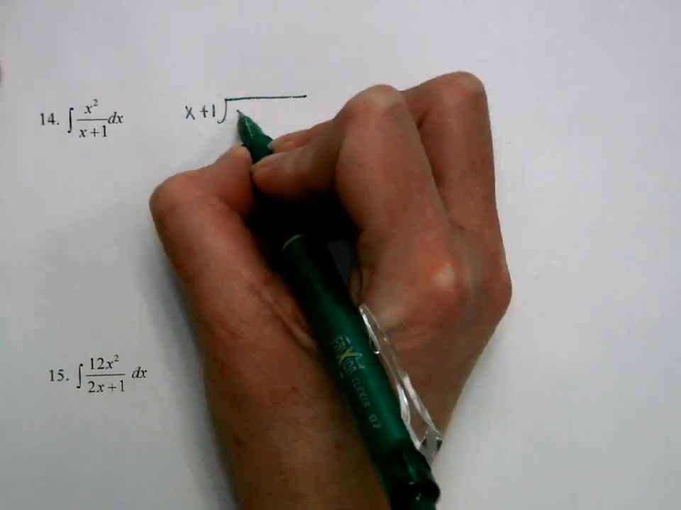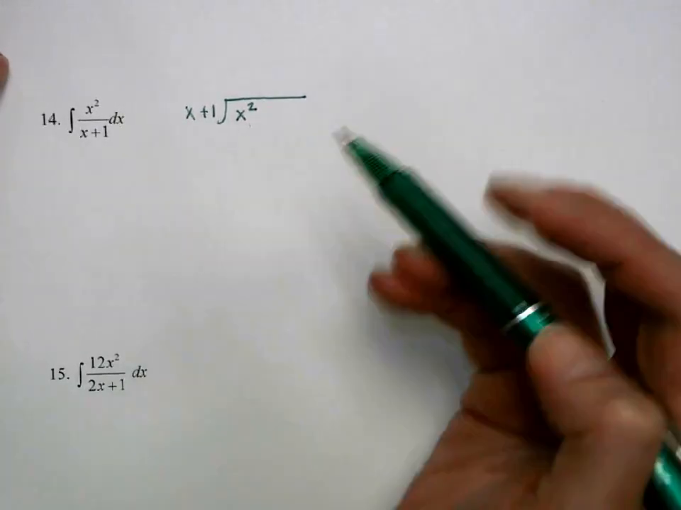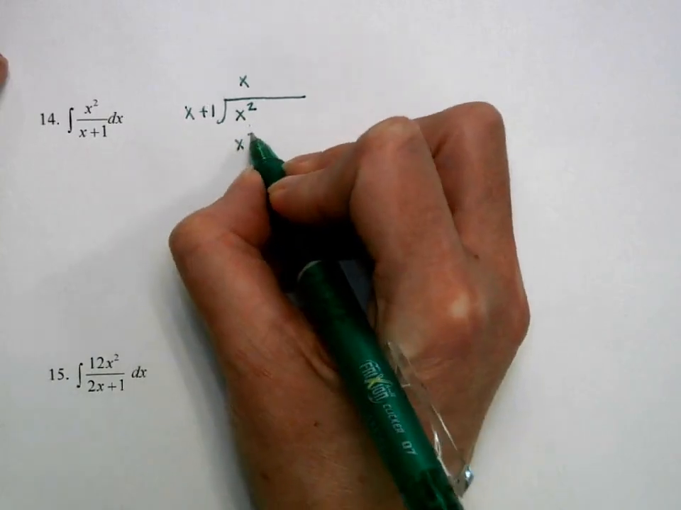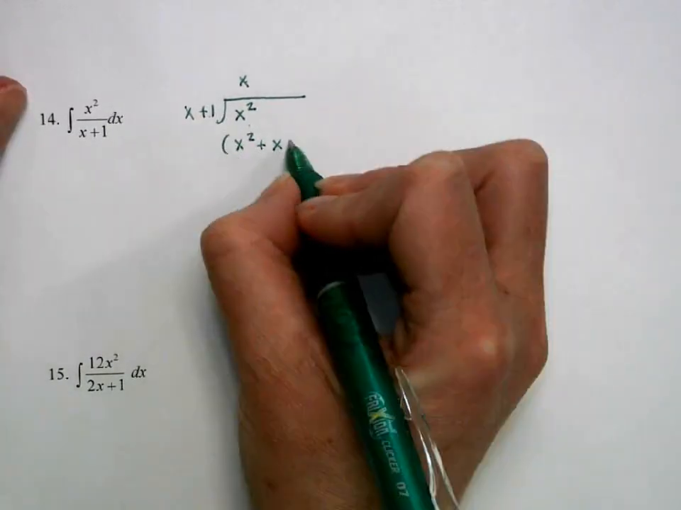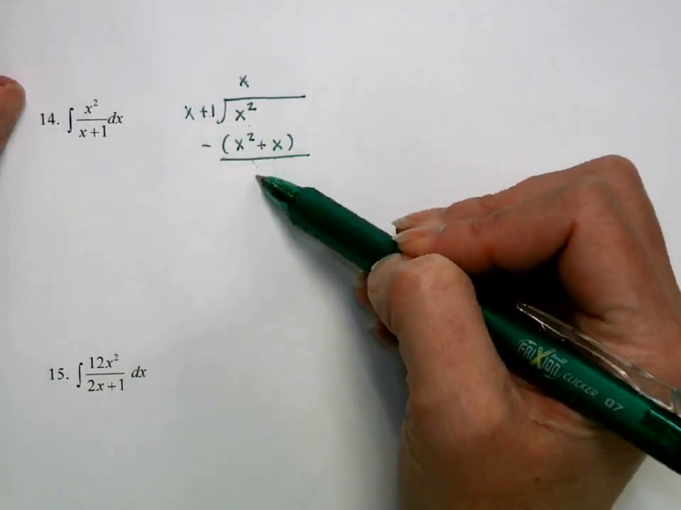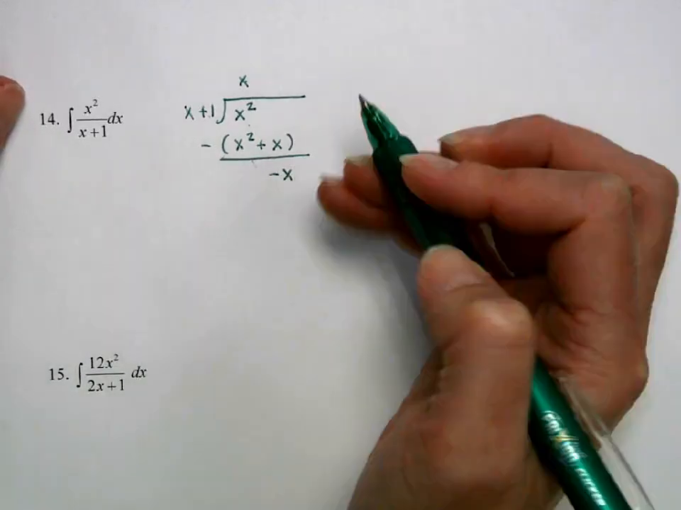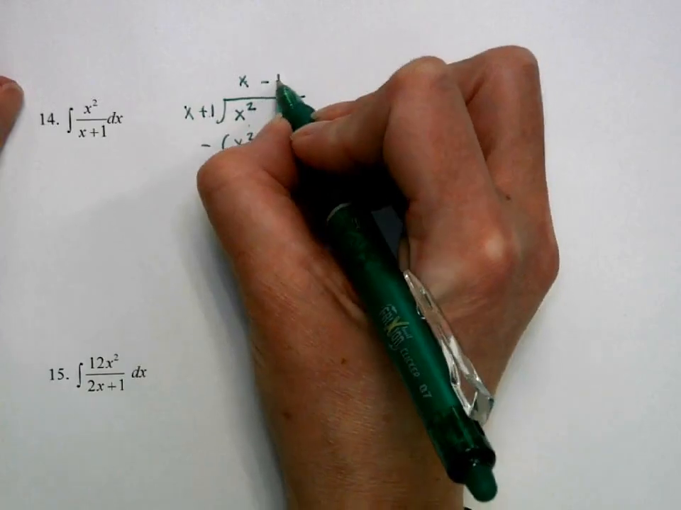All right, so what we'd multiply x by to get x squared is an x. So x times x is x squared. x times 1 is x. Then we subtract. So x squared minus x squared is 0. 0 minus x is going to give me a negative x. What would we multiply x by to get a negative x? Would be a negative 1. Multiply that down.